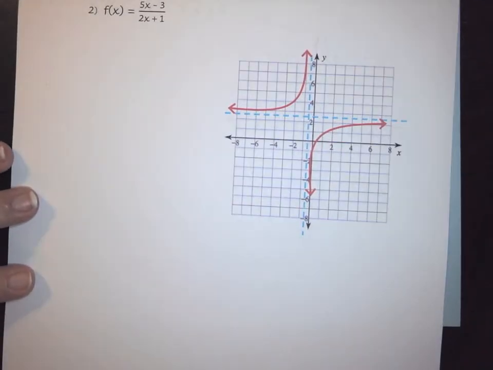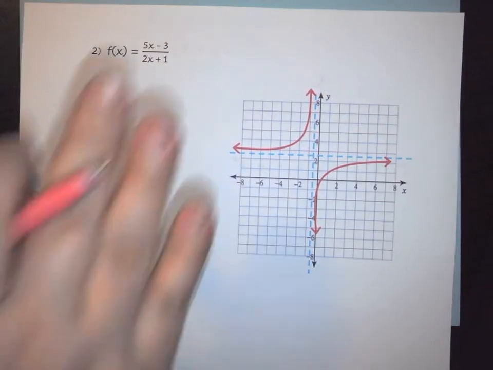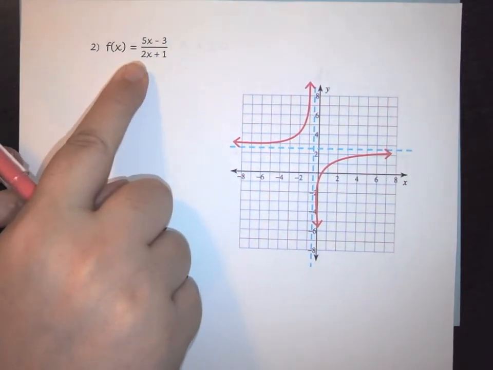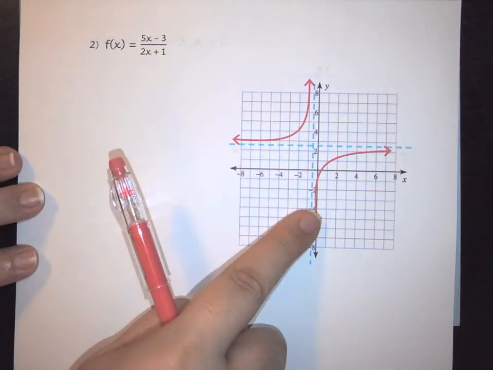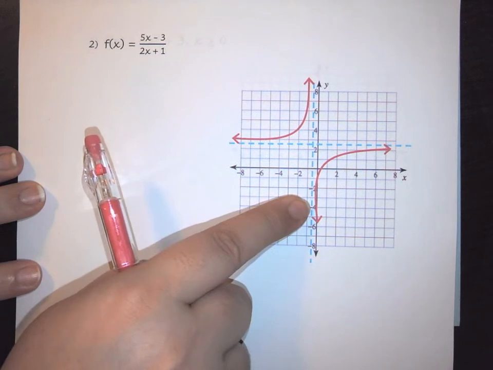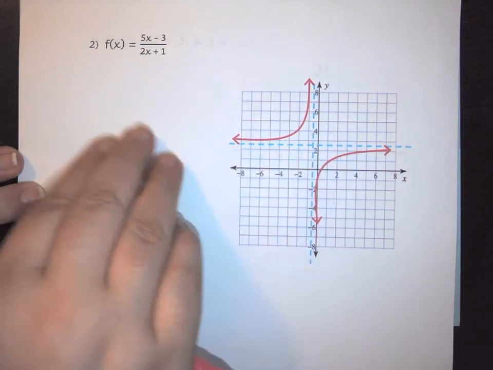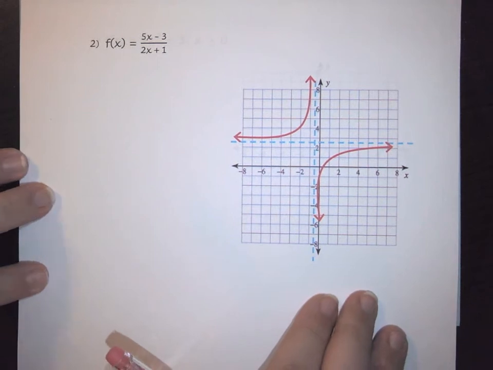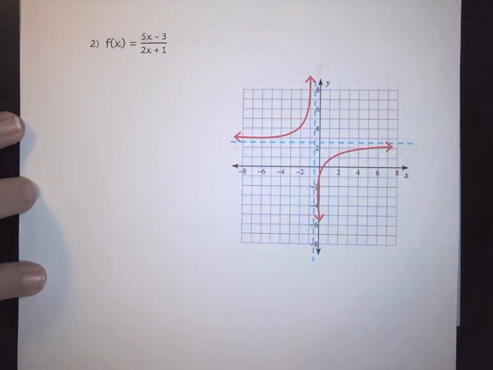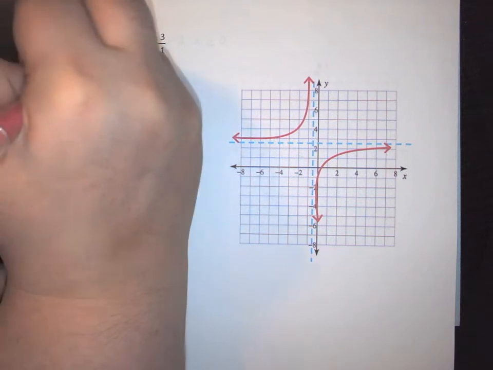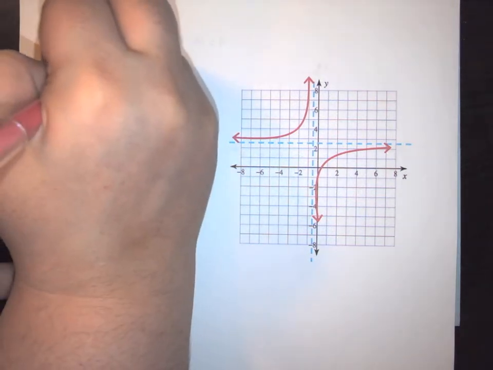Alright, let's look at another one. So here we've got your rational. I went ahead and graphed it for you already. Here you can see this rational, this is your graph. If you were to again input your horizontal line test anywhere in it, you'll notice that this is going to pass the horizontal line test.